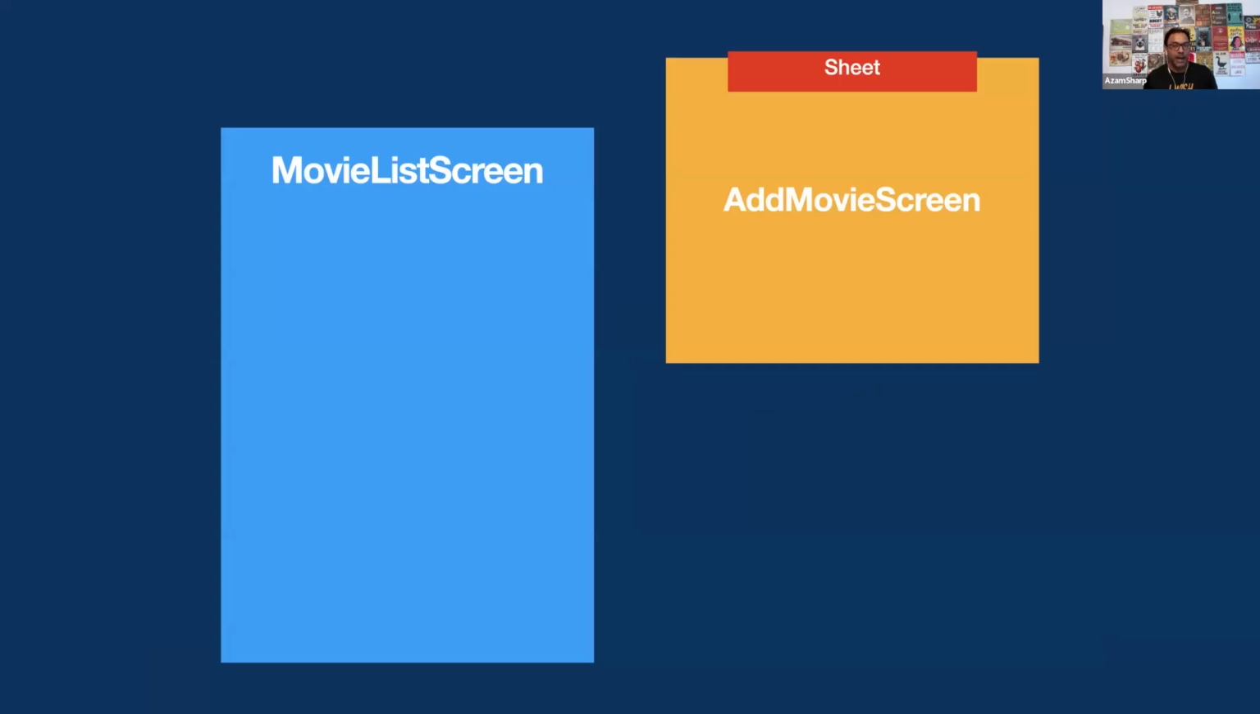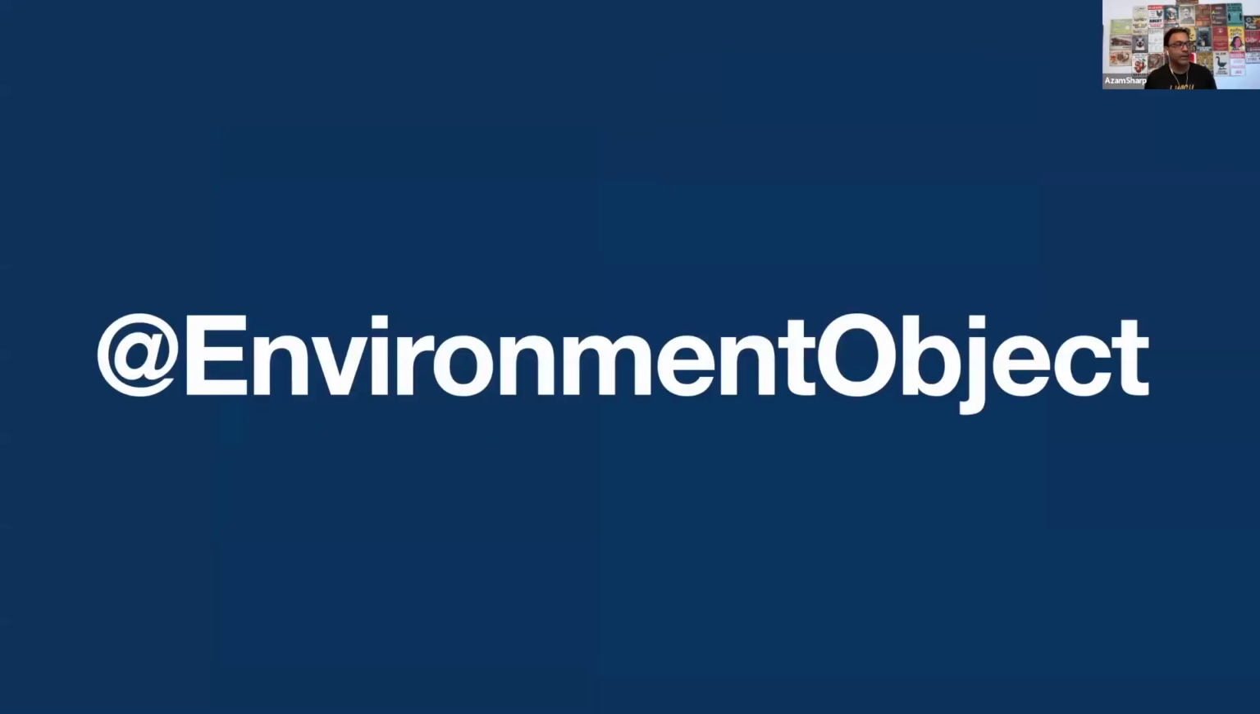And then add movie screen need to communicate with the movie list screen somehow. Yeah, I can use closures and binding, but that kind of gets annoying. If they both need the same data, why can't they just go get it themselves instead of communicating through closures and binding and whatnot? Well, if I need shared state, why not just use environment?